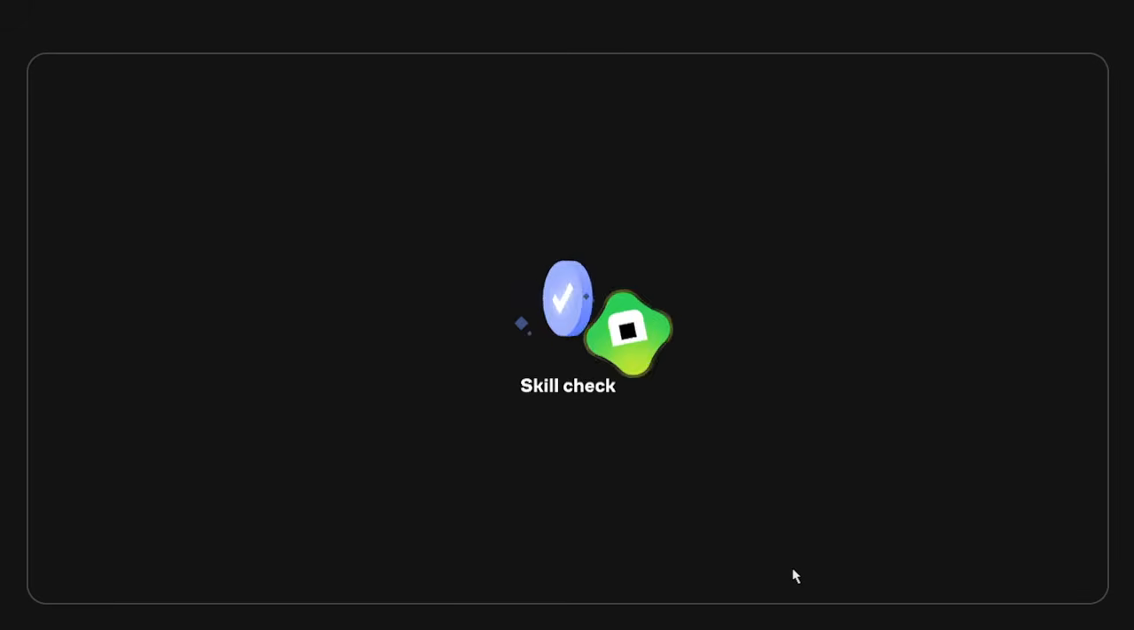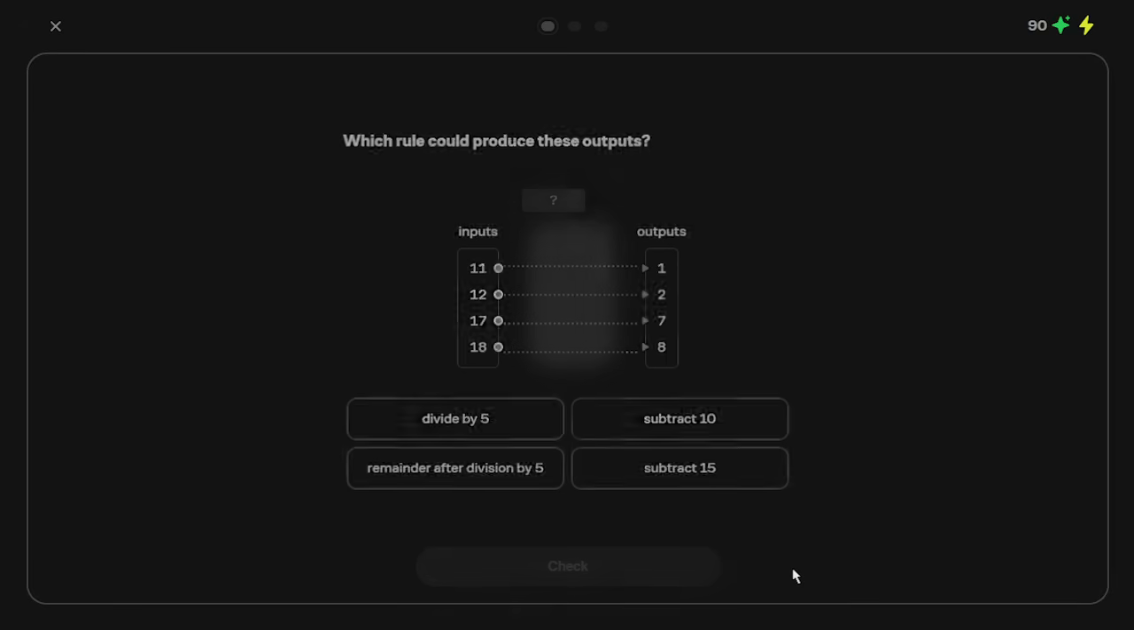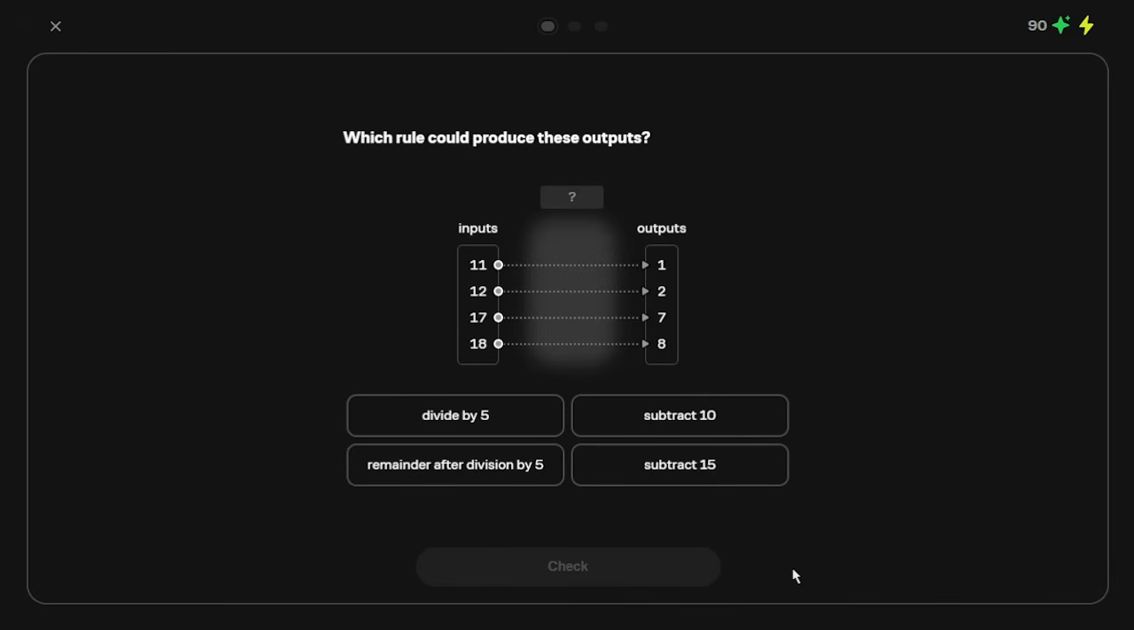Skill check. Now, check your understanding with a few quick problems. I have the input of 11 going to 1. That's a lot like subtract 10 again, because 12 goes to 2, the same, 17 goes to 7, and 18 goes to 8. So that can be divided by 5 and remainder after division by 5 as well. Subtract 15 does not make sense because 11 is less than 15. So subtract 10 is correct.